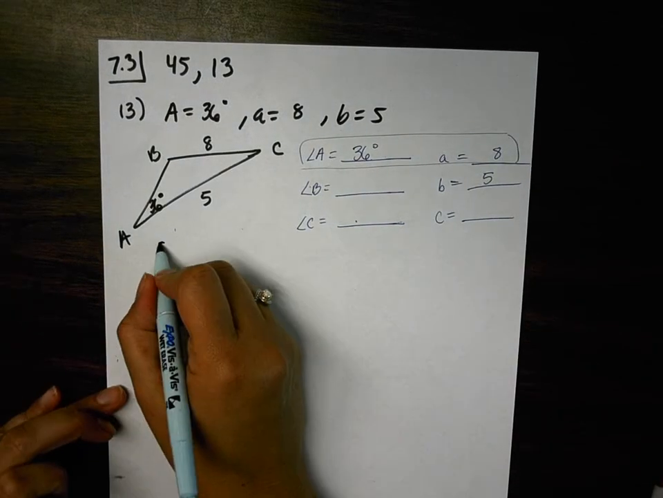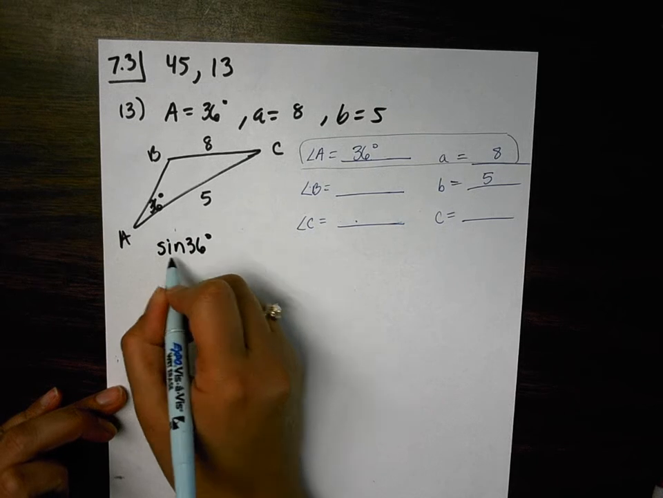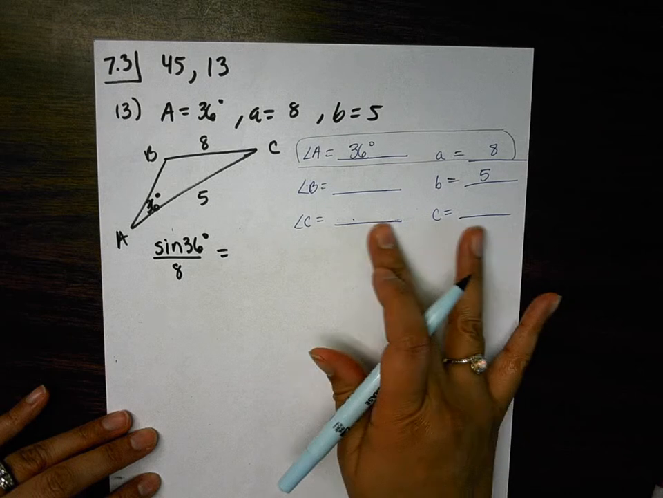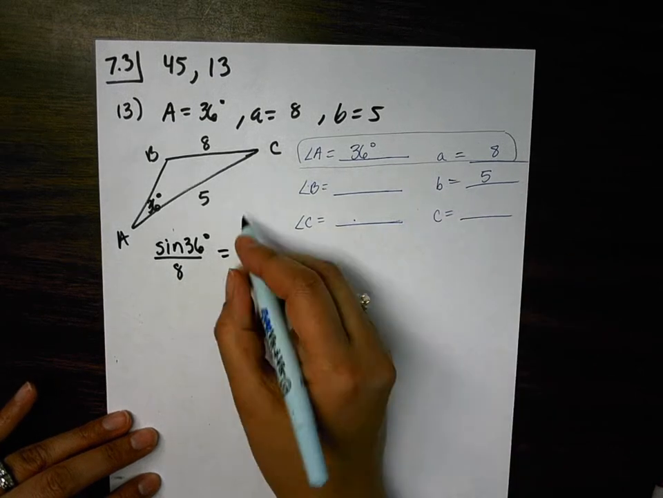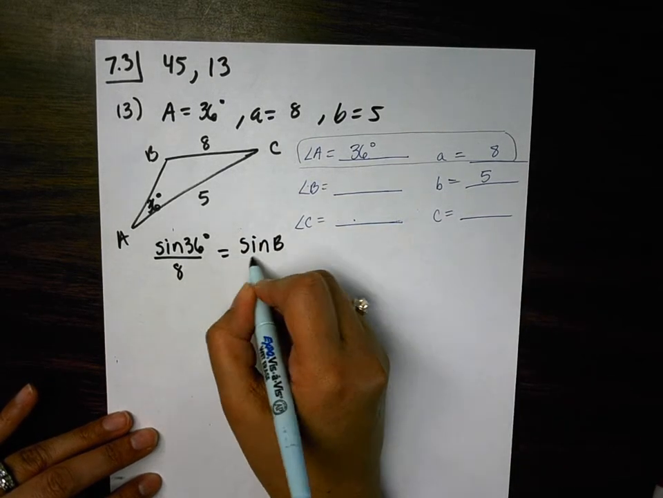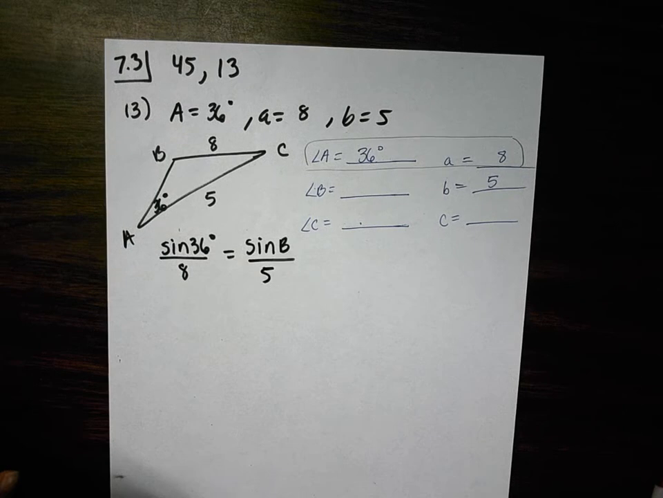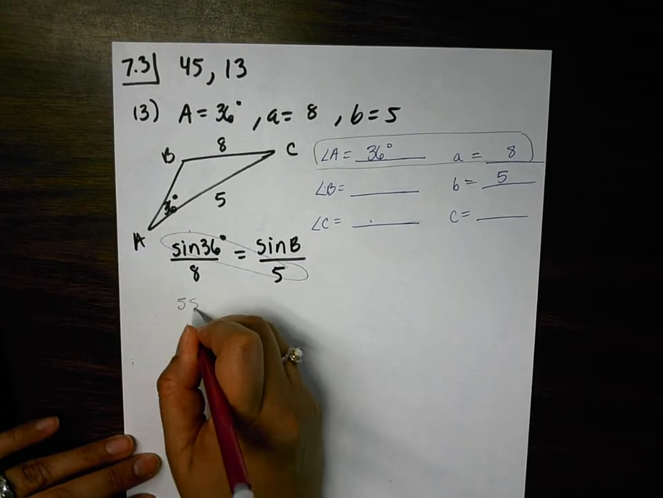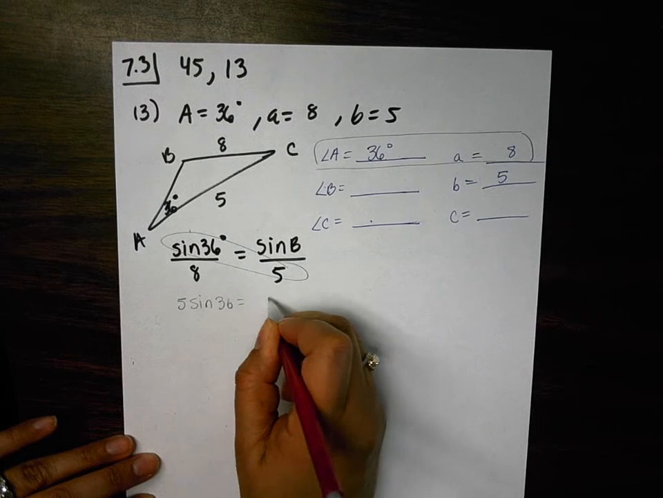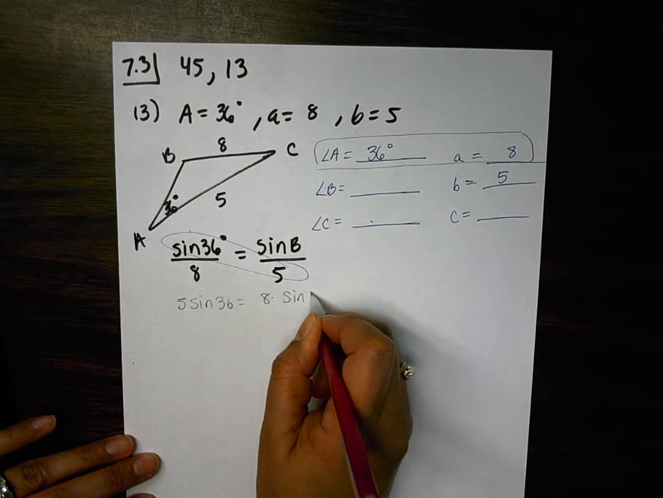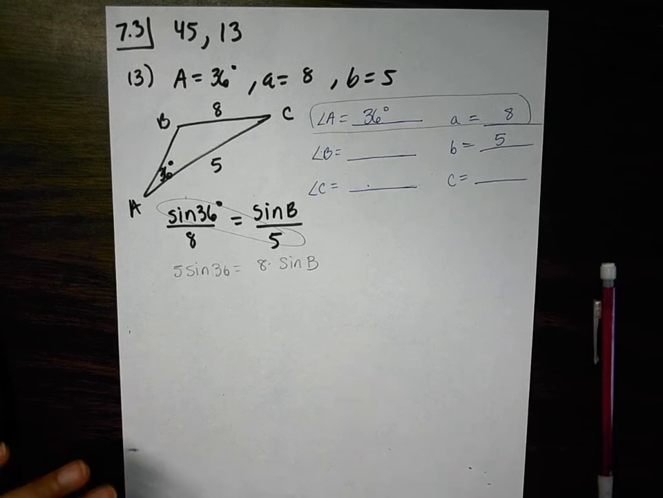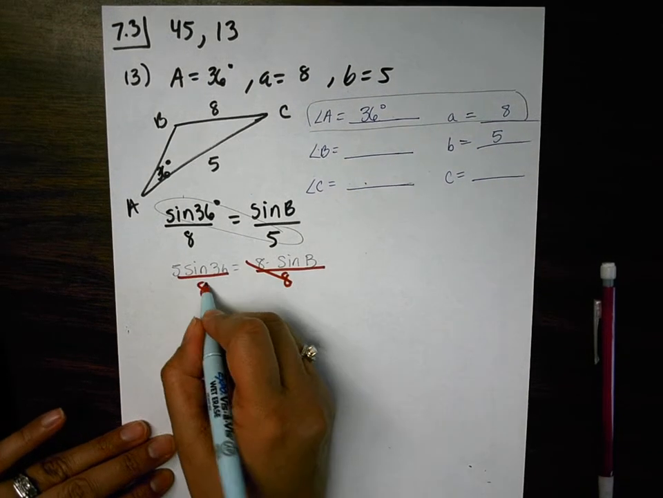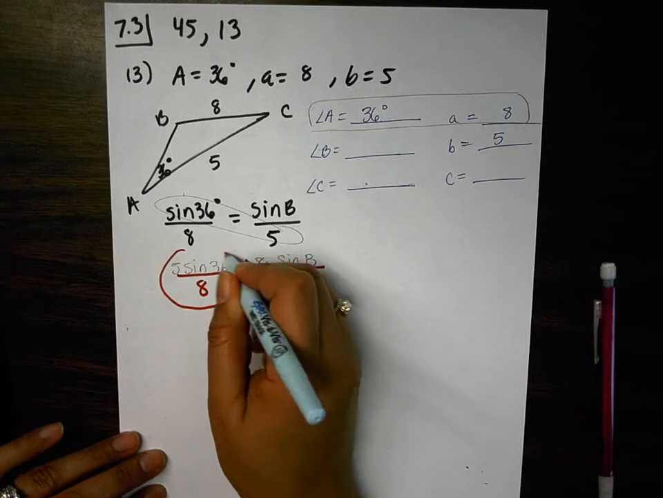So we can do sine of 36 over 8 equals... I can't find C because I don't know anything here, so I'm forced to find angle B, which is sine of B over 5. You cross multiply and divide. 5 times sine of 36 equals 8 times sine of B. I'm trying to get sine of B by itself, so what do I divide both sides by? 8, gone. This is what you plug in your calculator.